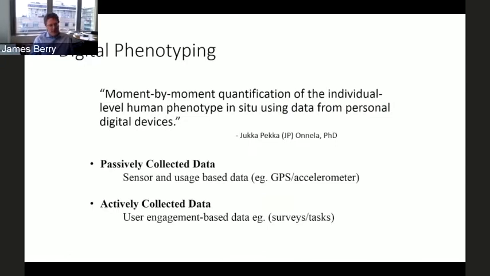So you let people use their phone and you collect data from that and just see how they're living their life. They don't need to engage at all. There's more noise in that data, and we need to have sophisticated algorithms to overcome that. And then there's actively collected data. User engagement is required: surveys, tasks, voice recordings. And they have a different role, but are also very important.